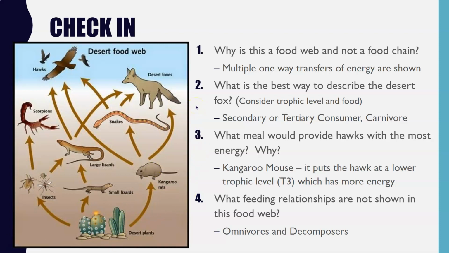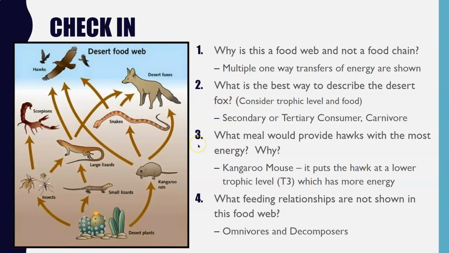And then number 2, what is the best way to describe the desert fox? Okay, the desert fox up here eats meat, okay? And that meat eats other meat, or that meat eats plants, okay? So we could classify this as a secondary or tertiary consumer, and it's only connected to meat, so it is a meat eater or a carnivore.